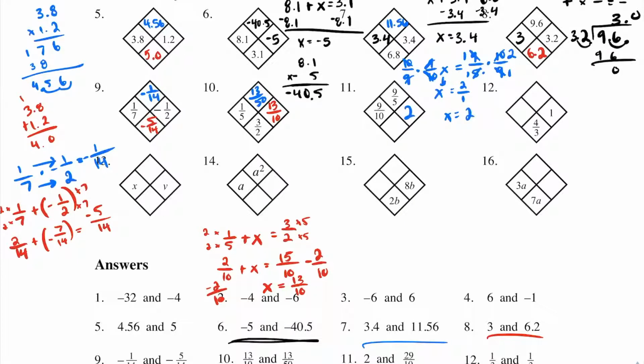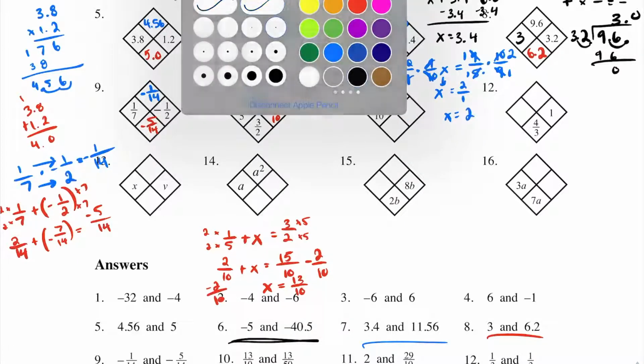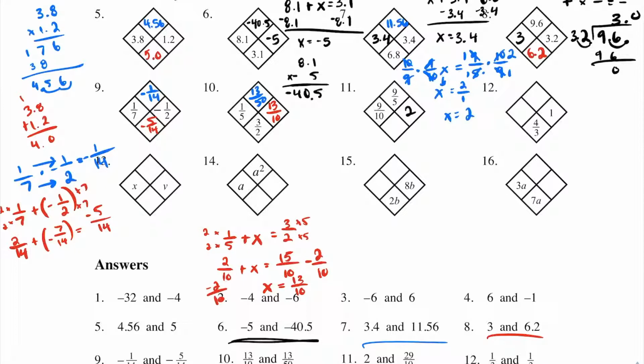So that's my other factor. Whoops, I should have done this in the black color. There we go. So x is equal to 2. Now I need to add my two numbers together. So let's do that really quick. 9/10 plus 2 is equal to some number.